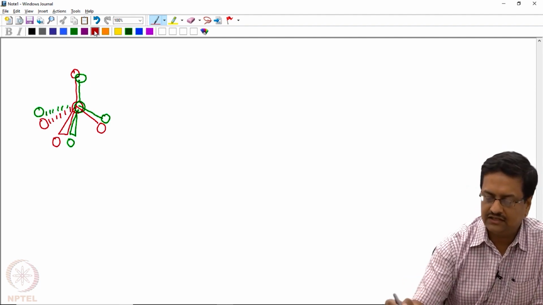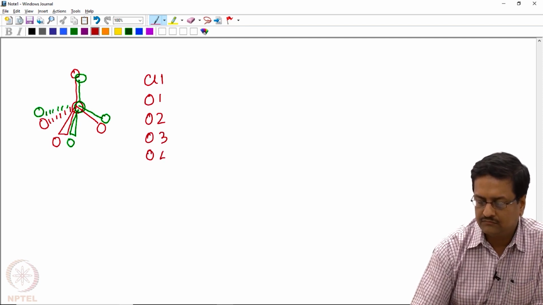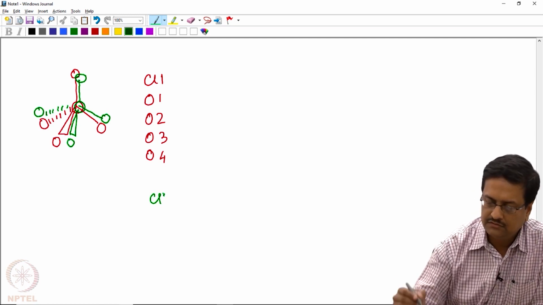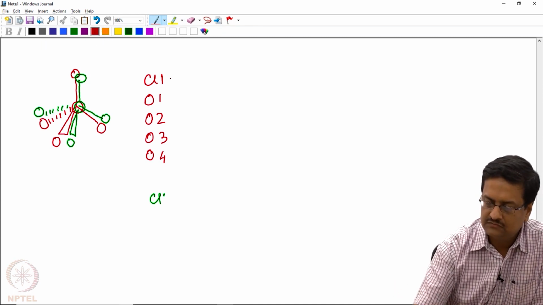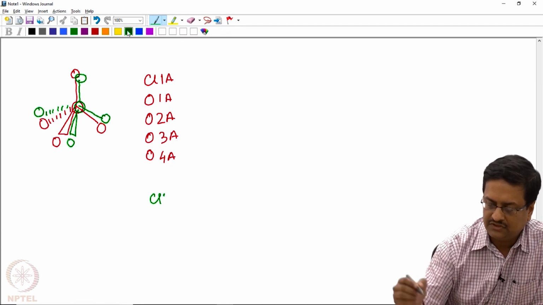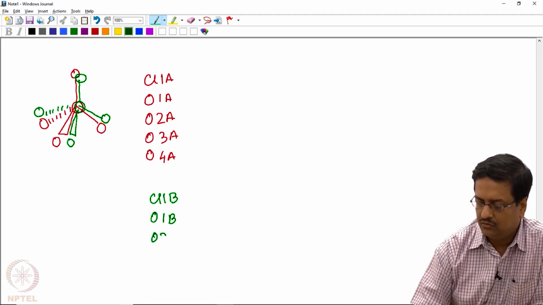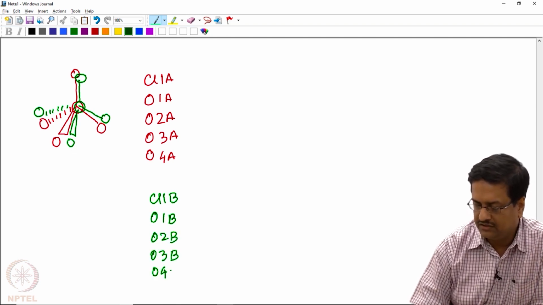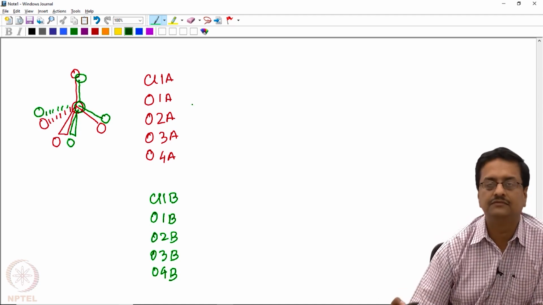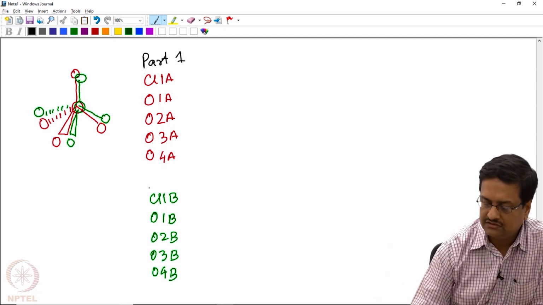Now if I have the first set numbered as Cl1, O1, O2, O3 and O4, the second part can be numbered as Cl1A, O1A, O2A, O3A and O4A, and for part 2 we write Cl1B, O1B, O2B, O3B and O4B. These are the four oxygens of the green molecule and those are the five for the red molecule. So this is called part 1 and this is called part 2.